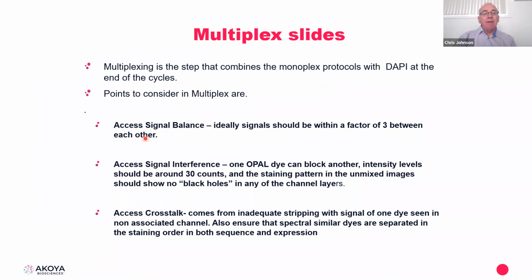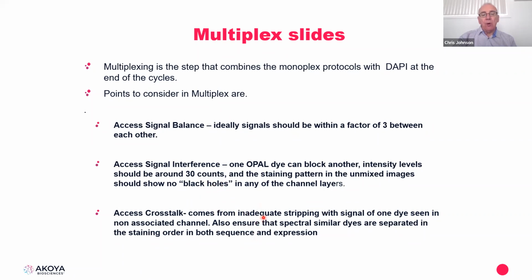But you need to look out for signal balance to make sure that there's no dye overshadowing another. It should always be within intensity values about a factor of 3 between each other. The signal interference between them should be controlled. If one dye is particularly strong against another weak dye, you'll get black holes because the dye is covering that kind of umbrella.